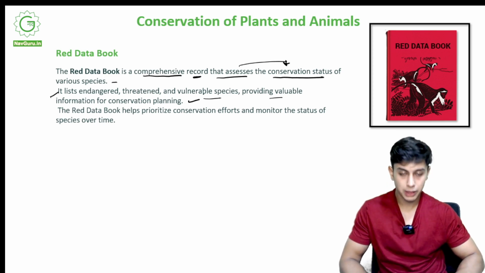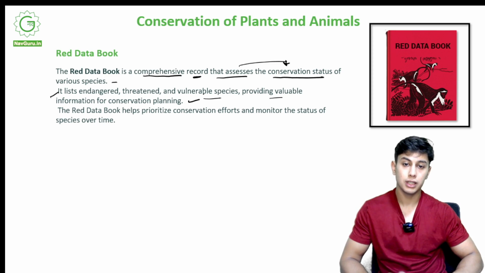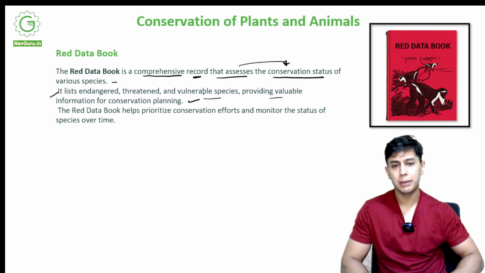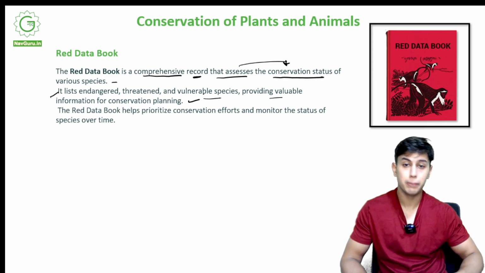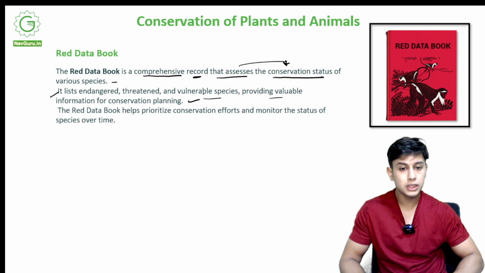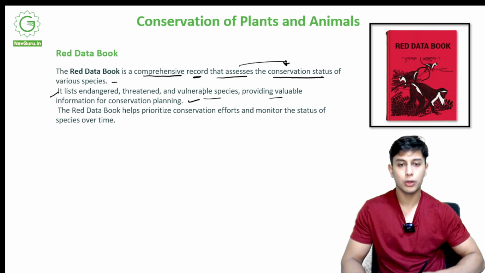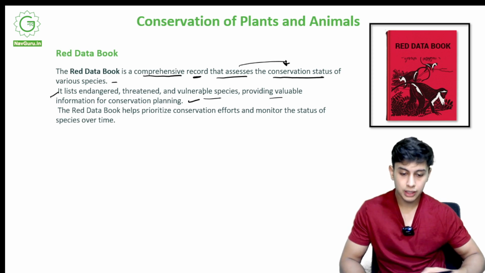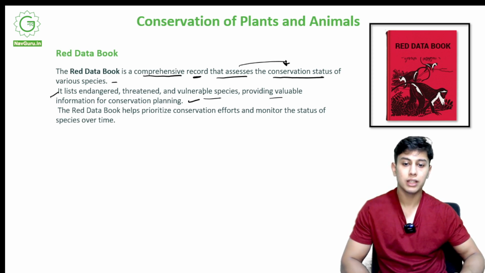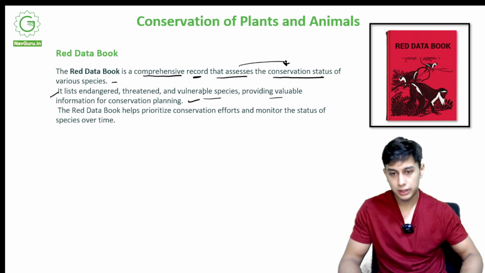Now this book will tell me about all the species that are endangered, all the species that have a threat. All right, it may be climate change, it may be hunting, maybe some species is getting threatened, maybe some parrots are getting threatened. Vulnerable species, it will give me valuable information about all of these. It will list all of these with explanations, so that the countries and agencies can do conservation planning, like which species should be conserved, how should we go about it, what is the problem. That is all in the Red Data Book.